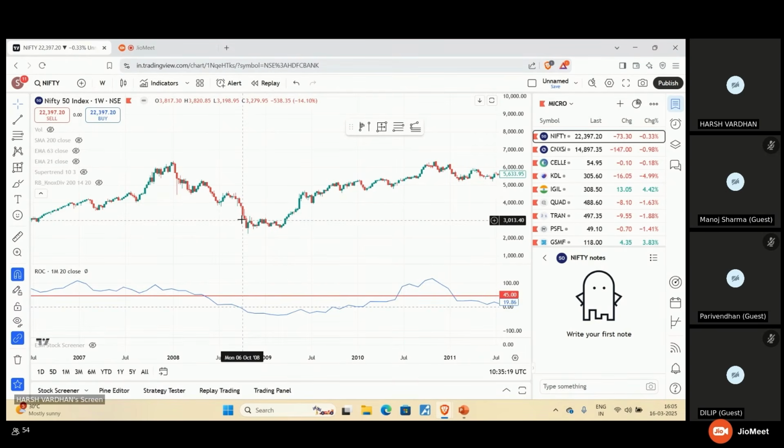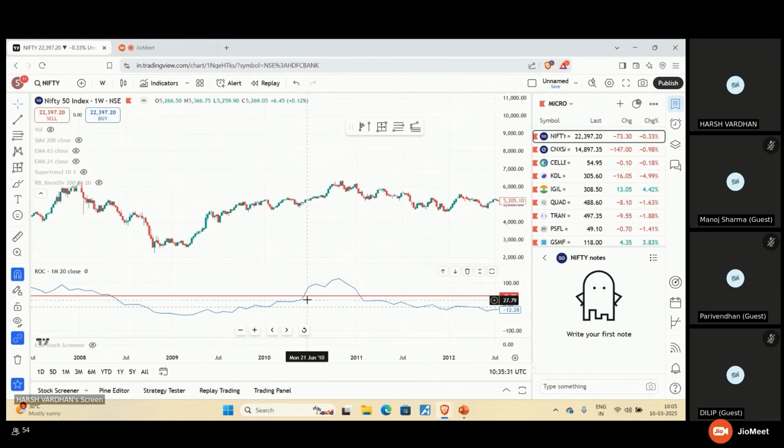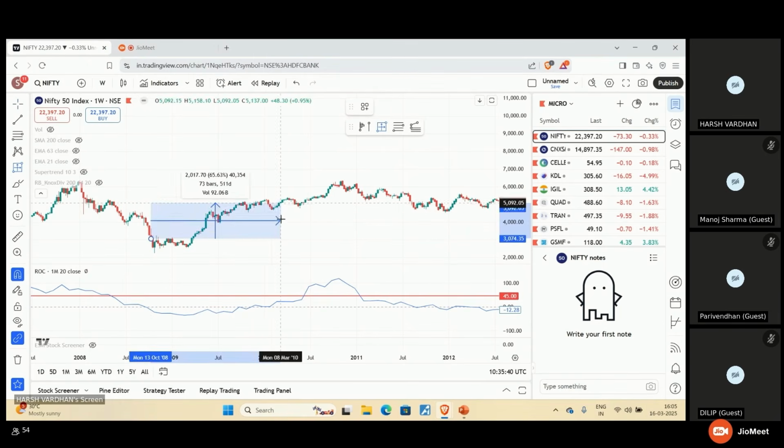This entire time it was below 0. So it was a clear signal to keep buying during these levels. Then it told you to sell when it was near this red line, 45, here. So see, it told you to buy somewhere here. It told you to sell somewhere here, right?